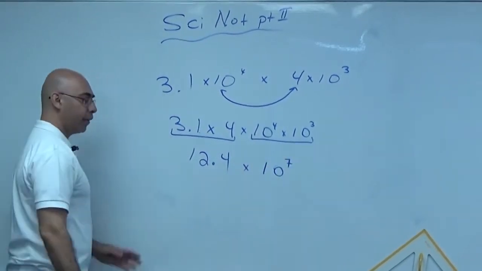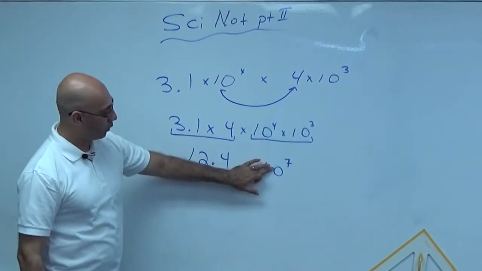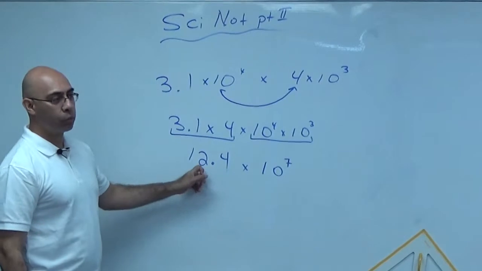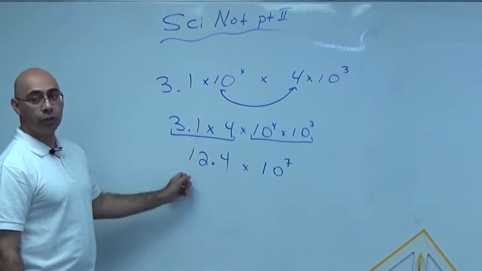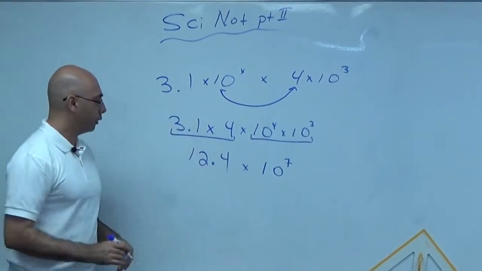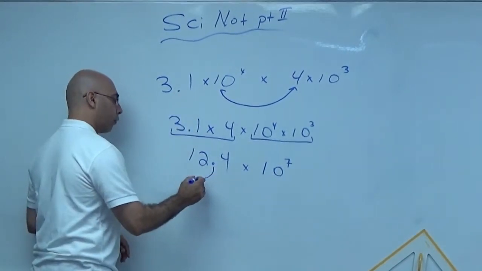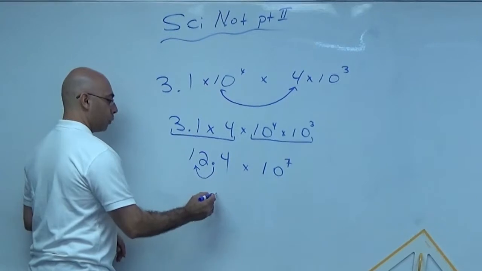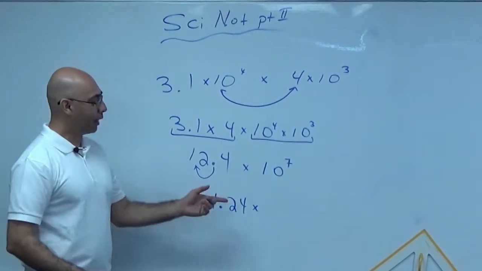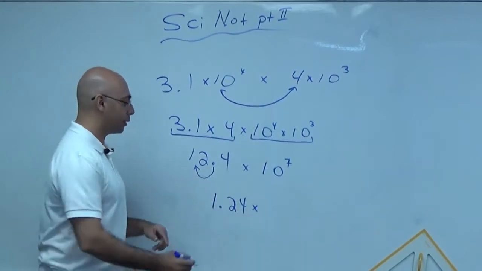So is this my final answer, 12.4 times 10 to the 7th? No, why not? Remember, in scientific notation, this number should be between 1 and 10. So that means I'm going to have to move the decimal over here. So this becomes 1.24. Now the question is this, I always forget: is the answer 10 to the 8th or 10 to the 6th?